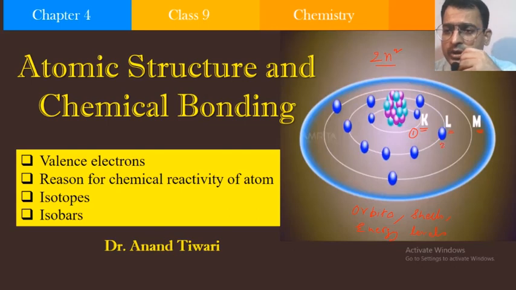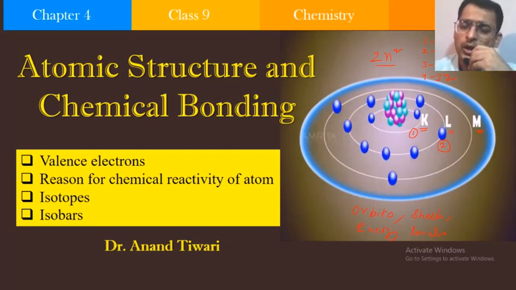Similarly, in the second orbit, how many will be there? In the first orbit, there are 2 electrons. In the second orbit, 8, then 18, and then 32. So in this way, in the different orbits, we have the maximum number of electrons as 2, 8, 18, and 32. Then we also discussed the electronic configuration, that is how the electrons are arranged around the nucleus.